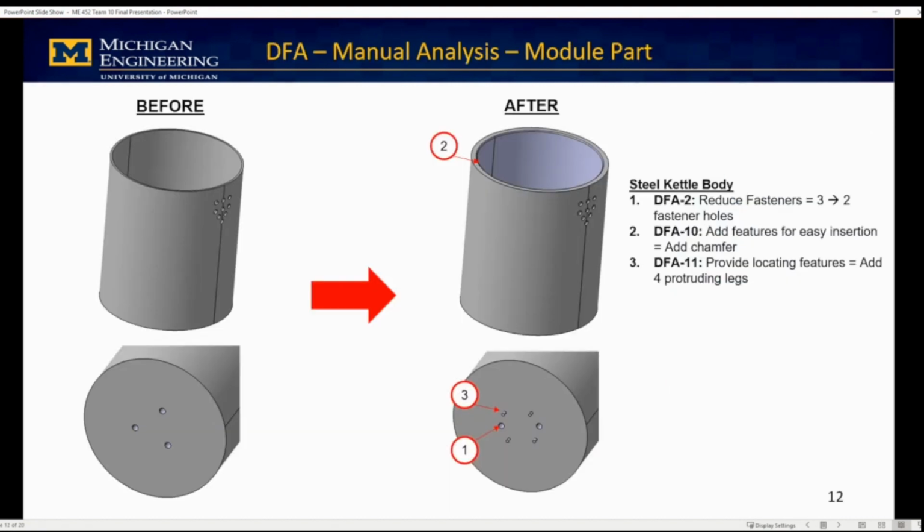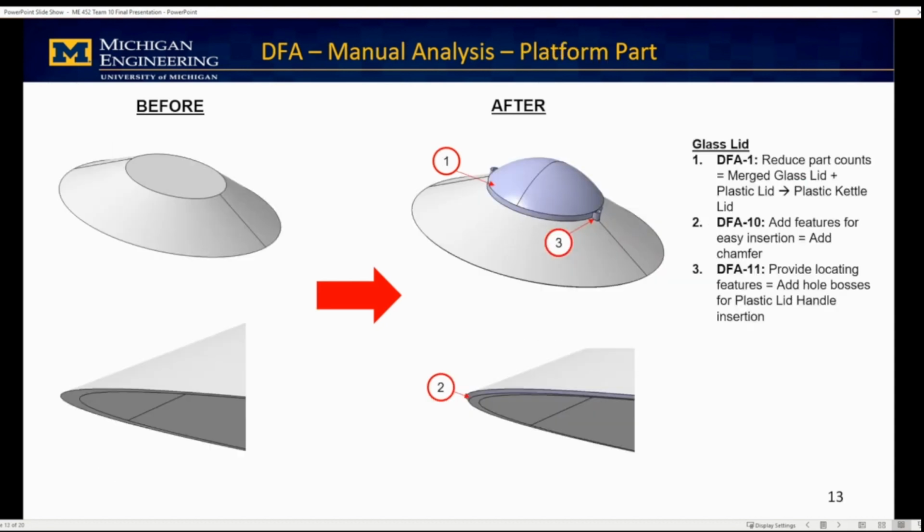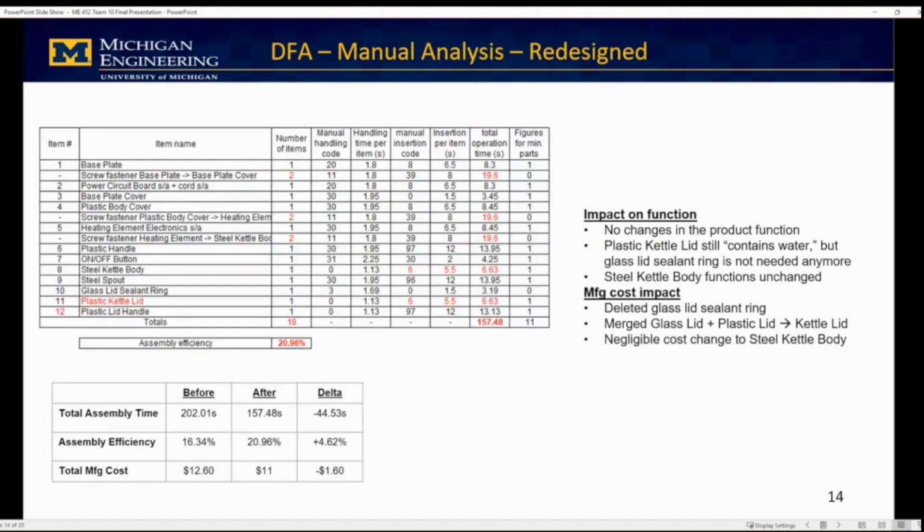Looking at the module part, we applied DfA 2, DfA 10, and DfA 11 by reducing the fastener holes from 3 to 2, adding a chamfer, and adding 4 protruding legs. Looking at the platform part, we applied DfA 1, DfA 10, and DfA 11 by merging parts, adding a chamfer, and adding hole bosses for plastic lid handle insertion.